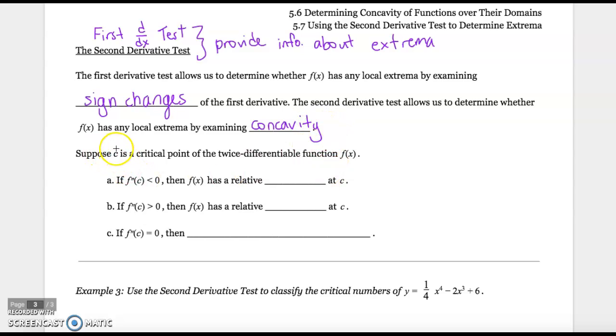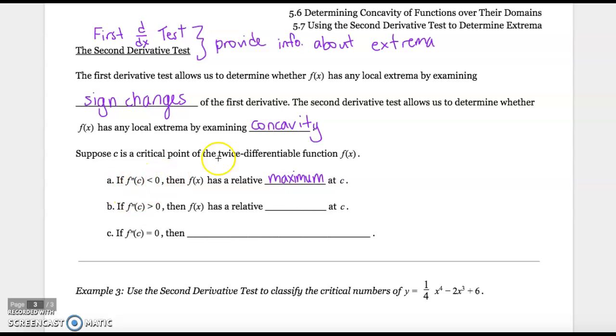Suppose c is a critical point of the twice differentiable function f of x. That just means you can take the derivative twice. So c is a critical point, which means that your first derivative equals 0 or does not exist. What we know is that if your second derivative is negative at that critical point, then our original function has a relative maximum at c, and I want to talk about why.